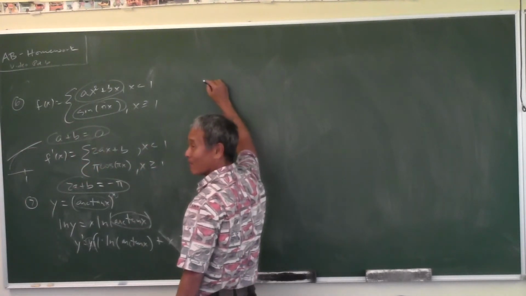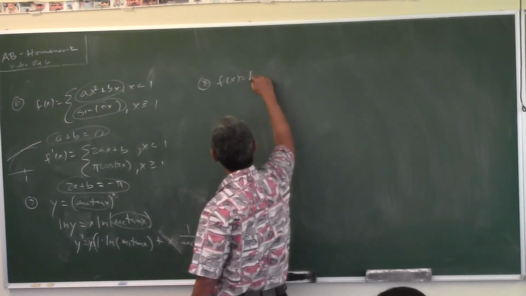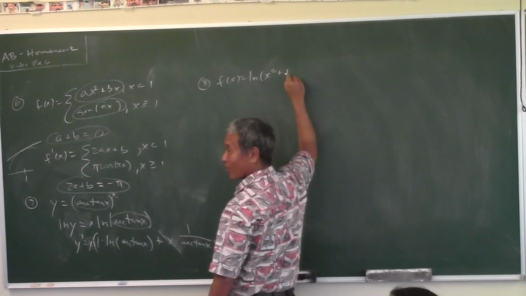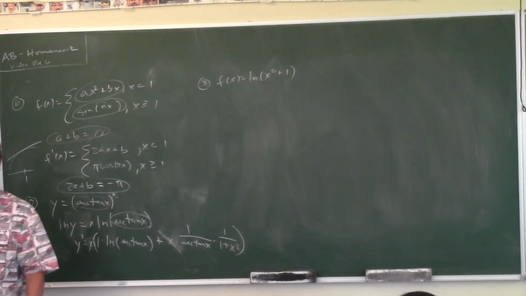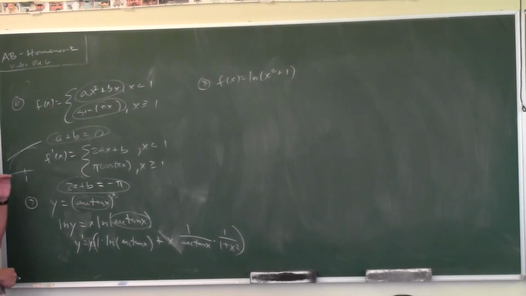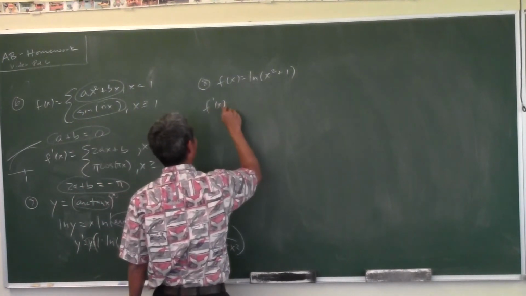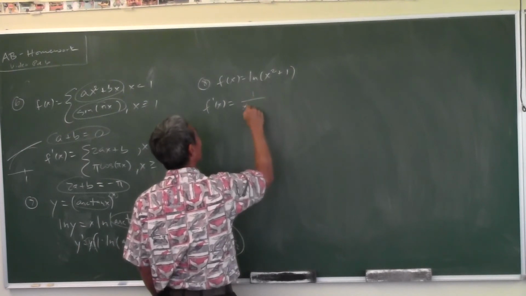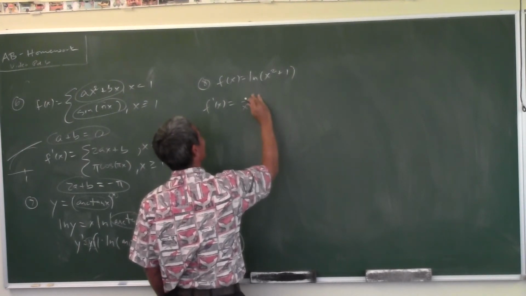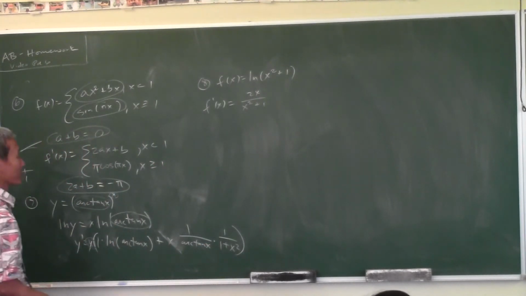Okay, number 8. Hey, now we're making leeway. F of x is natural log of x squared plus 1. Oh my goodness! When is the second derivative greater than 0? So what you gotta do is take the second derivative and make a number line. There's gonna be a lot of algebra here. Okay, what's the derivative of natural log box? 1 over box times the derivative of box. Do not forget to multiply by the derivative of box.